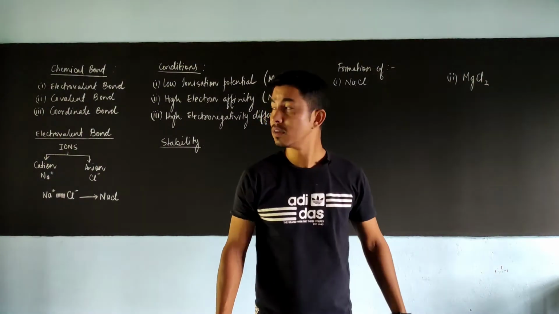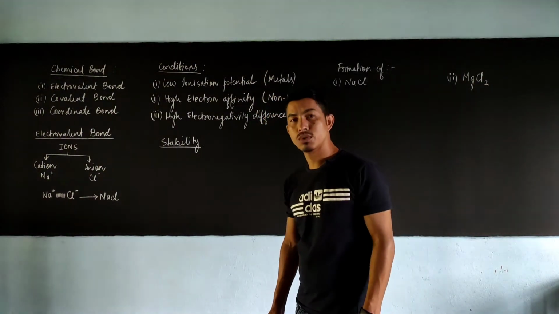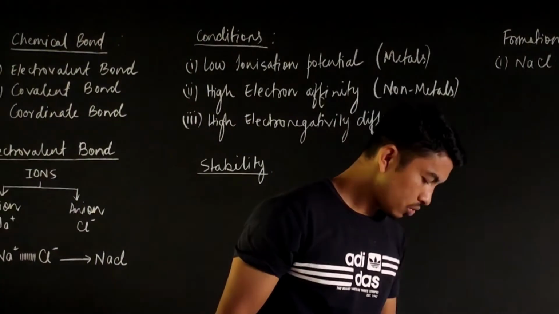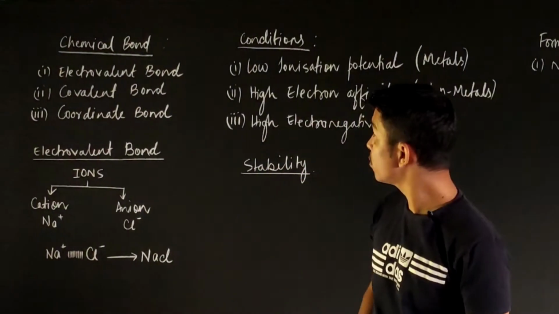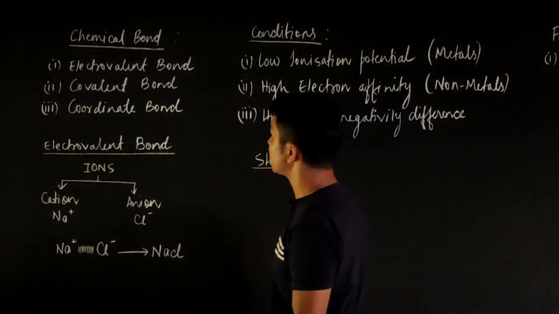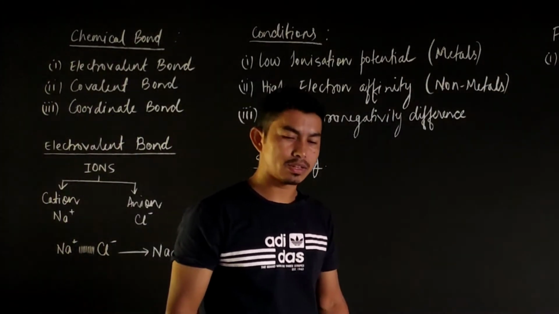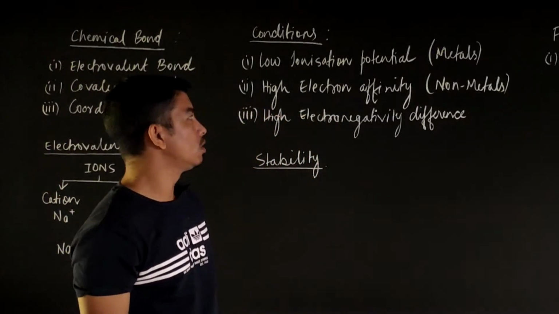Hello everyone. Today we learn chapter 2, chemical bonding of your chemistry book. So now coming to the term chemical bond, we know that the chemical bond is the force of attraction that keeps the two atoms together when they combine to form a molecule.